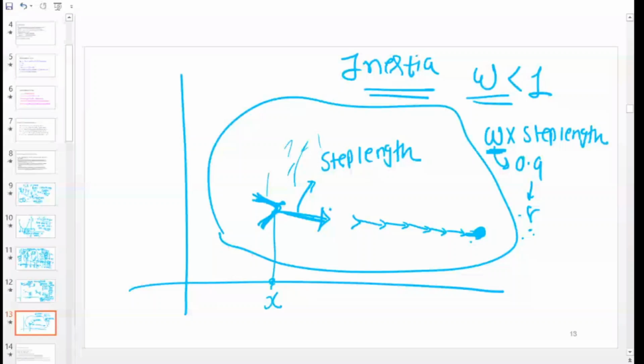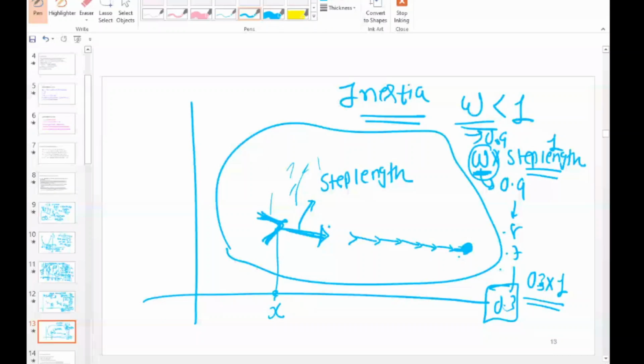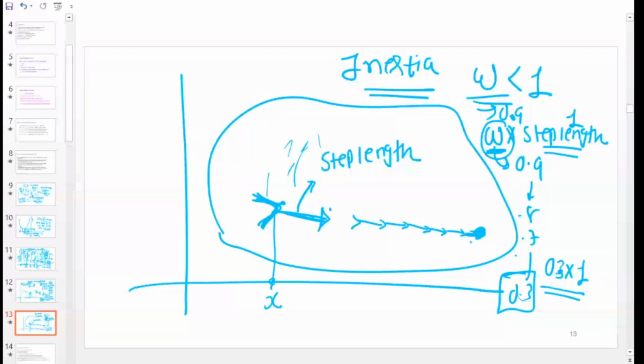Suppose, hypothetically, that your step length was 1 initially. So initially it is W into 1. Then you are decreasing the W, and ultimately W will become equal to 0.1. Ultimately the step length is decreased. So remember, this inertia constant concept is also used in many optimization methods. In short, in the initial phase the step length should be large, and as you move towards the optimum solution the step length should be decreased.